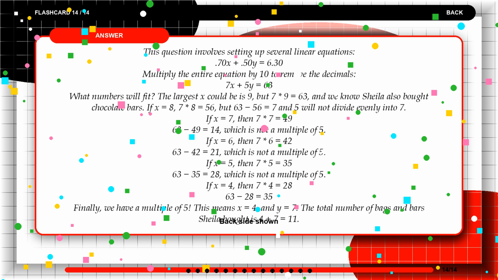Finally, we have a multiple of 5. This means x equals 4, and y equals 7. The total number of bags and bars Sheila bought is 4 plus 7 equals 11.